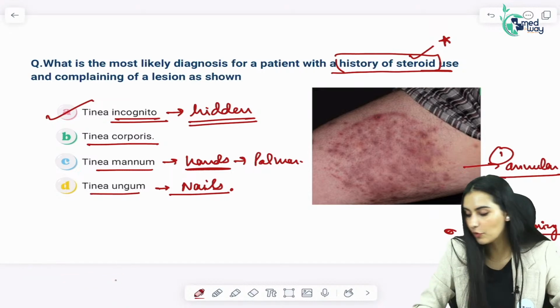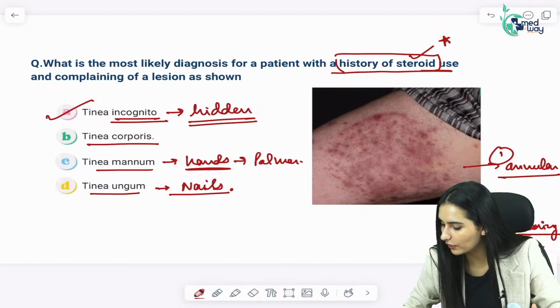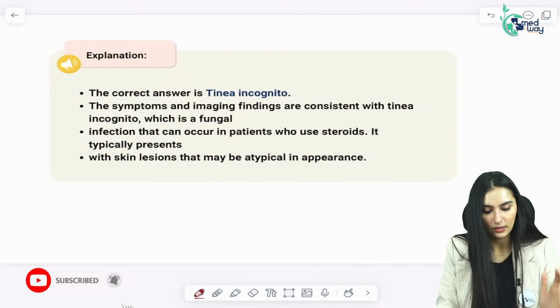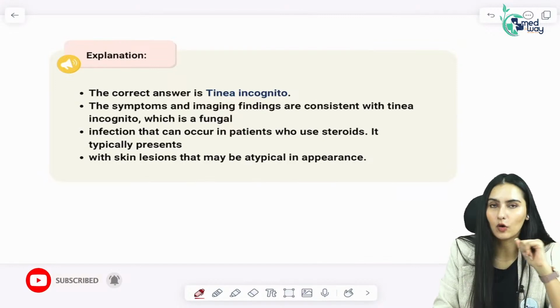Alright. If you have any queries, you can let me know over here. I'll be able to see it. So the answer is tinea incognito.